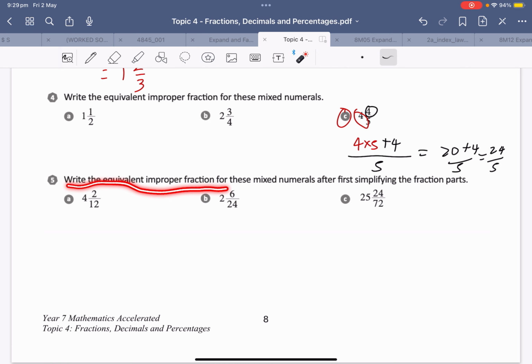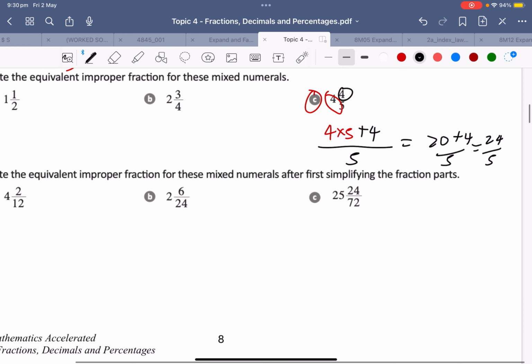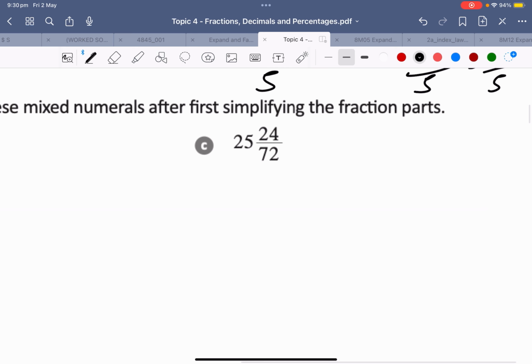Write the equivalent improper fraction for these mixed numerals after first simplifying the fraction parts. Now, I'm going to have a go at question C, the hardest one. I would like you guys to try A and B after pausing the video, but I'm going to come back to doing C. All right, have you guys unpaused the video? Thanks for the unpause.